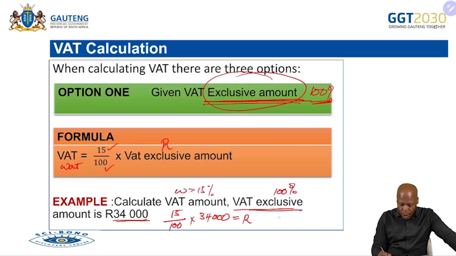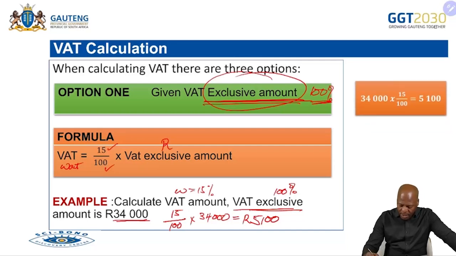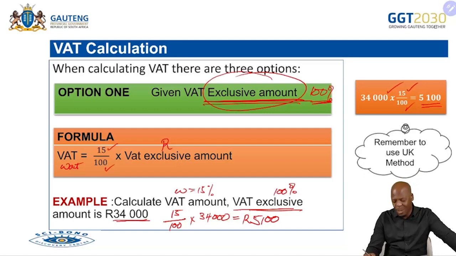All right. You then find you get 5,100. That becomes your VAT amount. Okay. Let's quickly see. Here it is now. So I have my 34,000 multiplied by 15 over 100. That is how you get your 5,100.